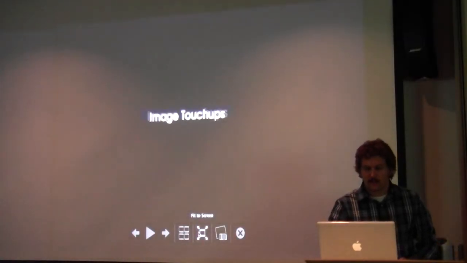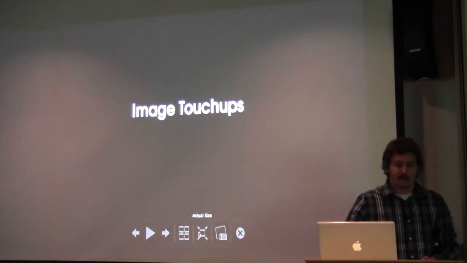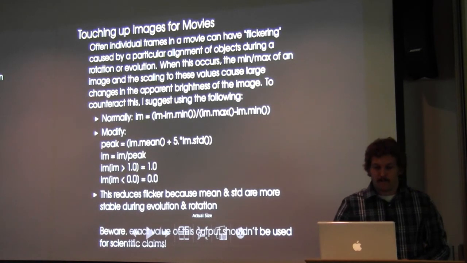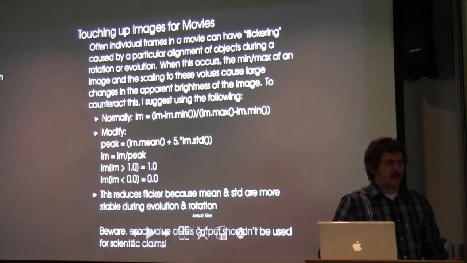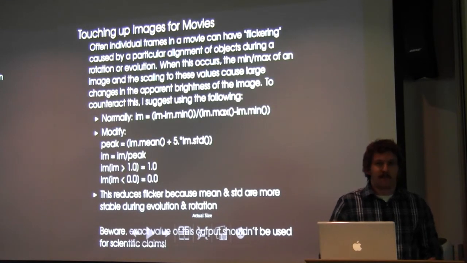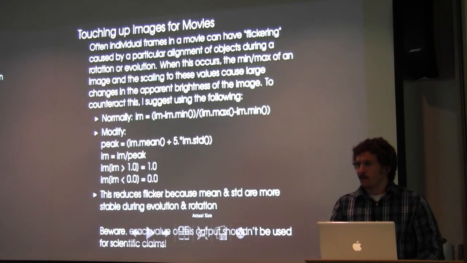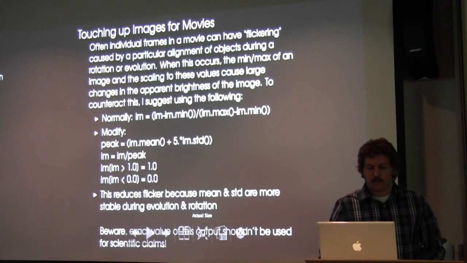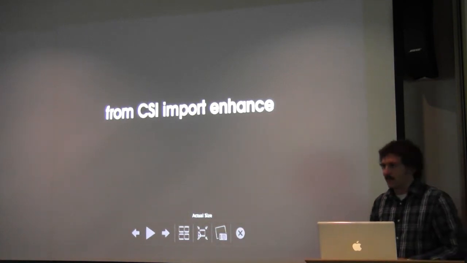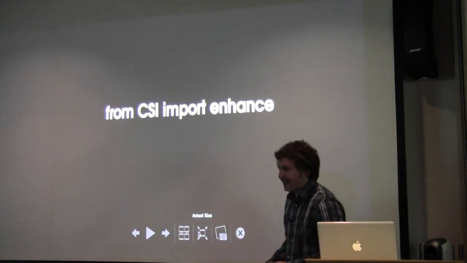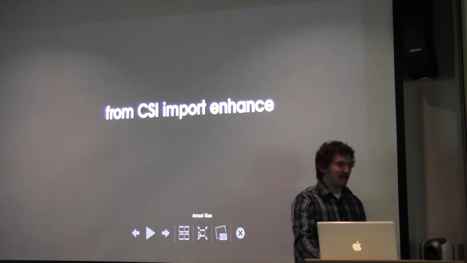I want to show you guys one more thing on this enhancement. So this is kind of touching up your images. What you may find is that there's some flicker that occurs between frames if you're rotating or doing a time evolution of some data. The nice thing you can do is use an enhancement like they do in the movies.